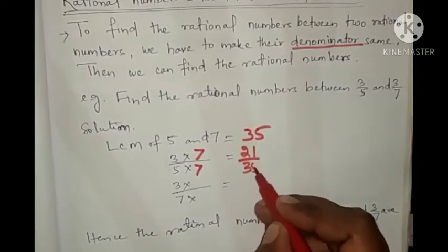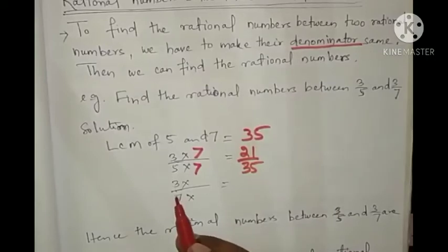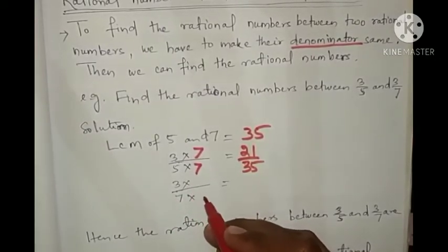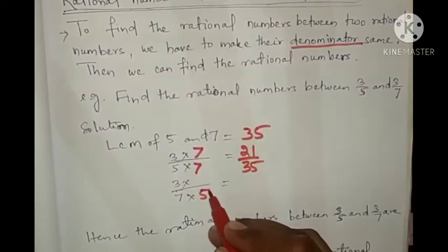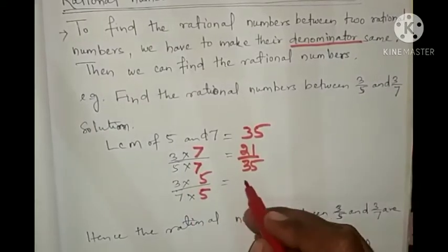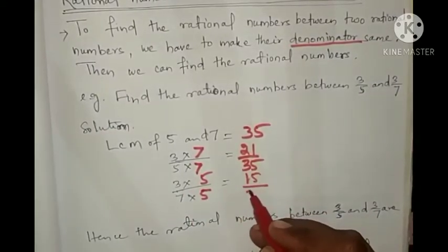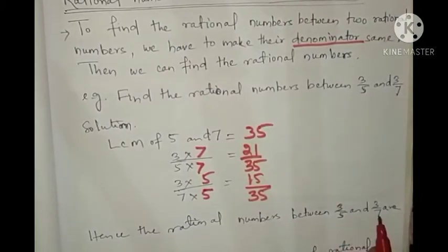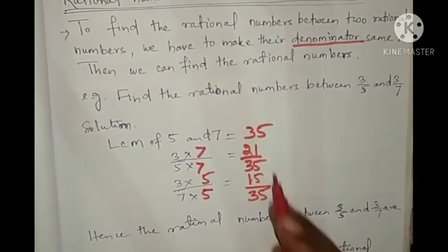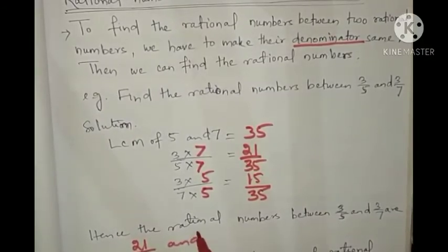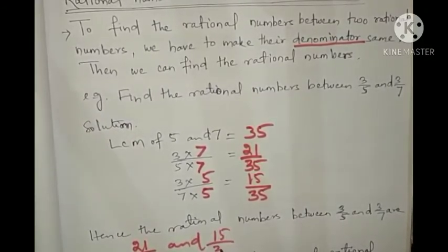21 by 35. Next, 3 into 3 by 7. What will we do? 5 times 7 is 35. We will multiply 5 also above in the numerator. So 5 times 3 is 15 by 35. Hence the rational numbers between 3 by 5 and 3 by 7 are 21 by 35 and 15 by 35.